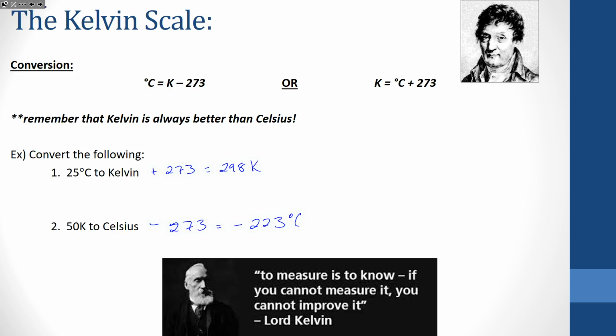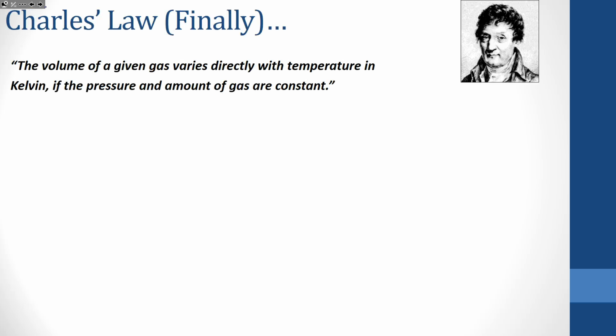Okay, so now that we've learned how to convert the Kelvin scale, we can actually do Charles' law because it only works with the Kelvin scale. We need our temperatures to always be positive values for this ratio to work. So here's Charles' law. The volume of a gas varies directly with temperature in Kelvin if the pressure and amount of gas are constant.